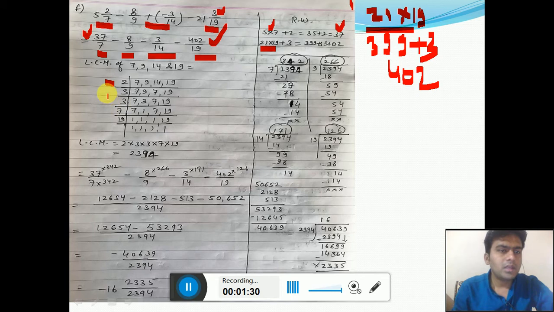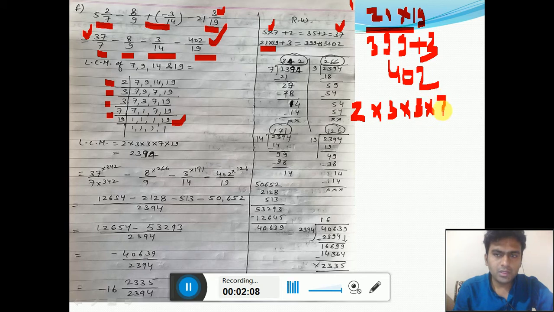Now here this 9 can be divisible by 3, so we have written 3 here, 3 threes are 9, so here we have written 3. Another number as it is. Now again this 3 can be divisible by 3, so we have written 3 here, so 3 ones are 3. Other numbers 7, 7 and 19 as it is. Now this 7 can be divisible by 7, so 7 ones are 7, 7 ones are 7, 19, only 19 left. Now 19 ones are 19. Now the LCM of 7, 9, 14 and 19 is 2 into 3 into 3 into 7 into 19.